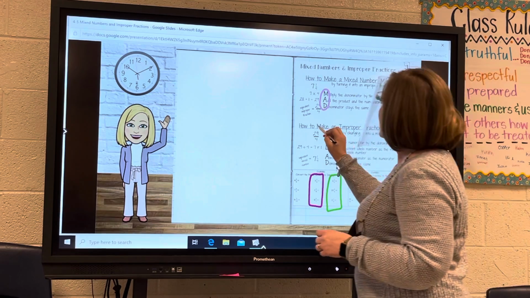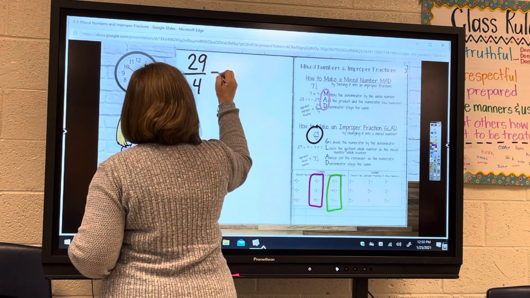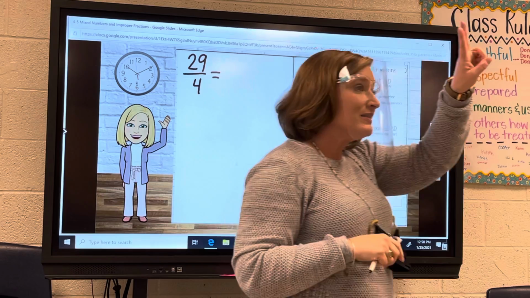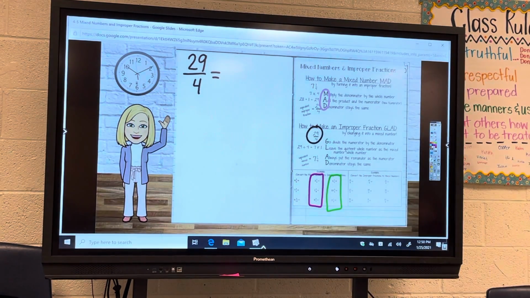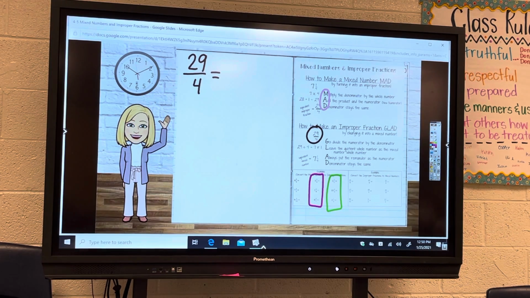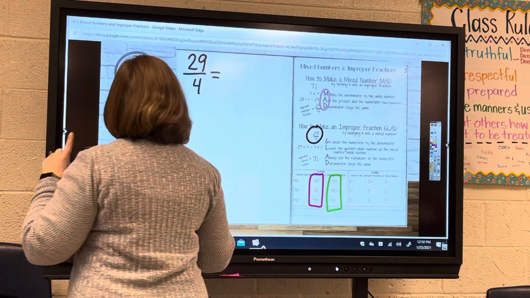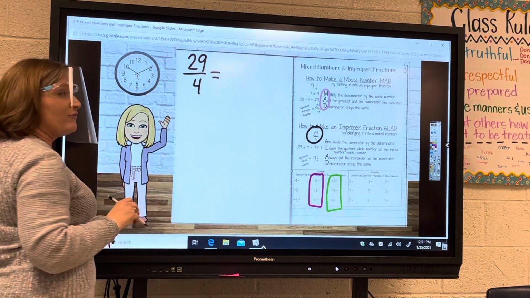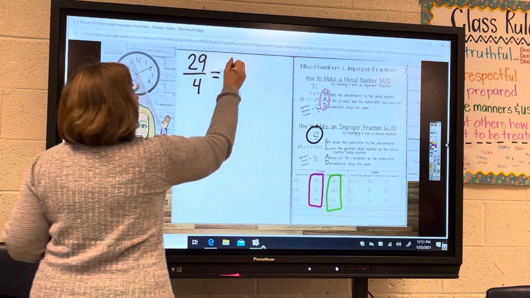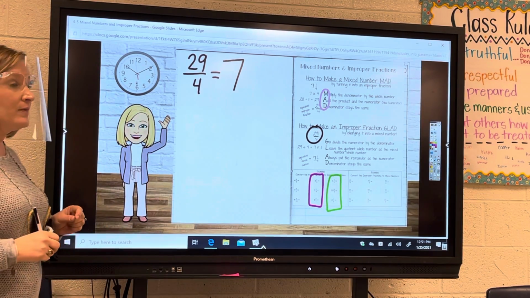So I'm going to do the example that it gave you. The first step, we are going to go divide, leave that number as the whole number, always put the remainder as your numerator, and your denominator stays the same. All right? So, go divide. 29 divided by 4 is, how many can you get out of that? 7. Always write that number as your whole number.